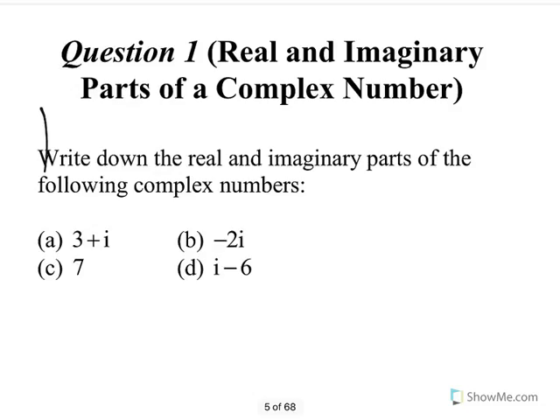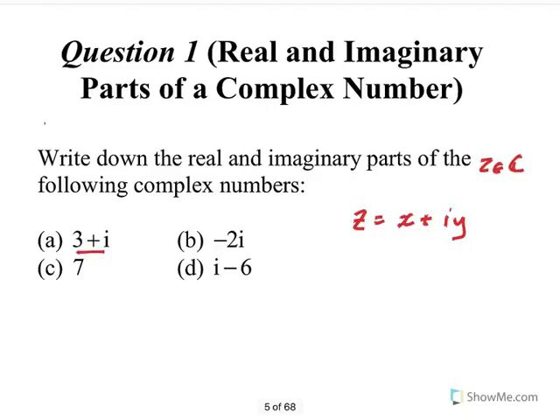Okay, so question one, very easy. Given complex numbers, we need to write the real and the imaginary part. You are introduced to a new type of number, complex number. Usually we use z, where z is a complex number x plus iy, and x and y are real. So this is what we call the real part.